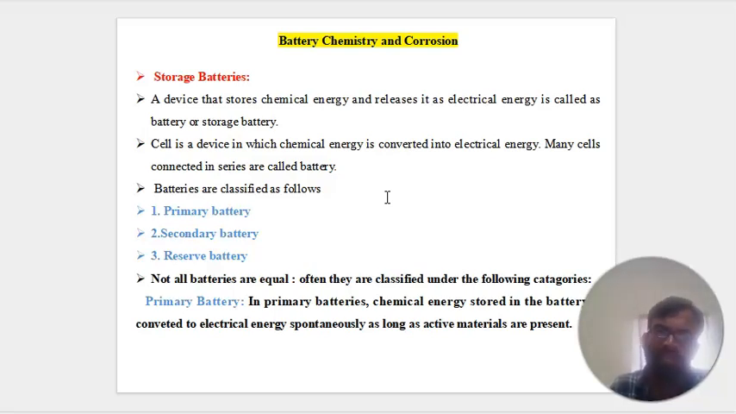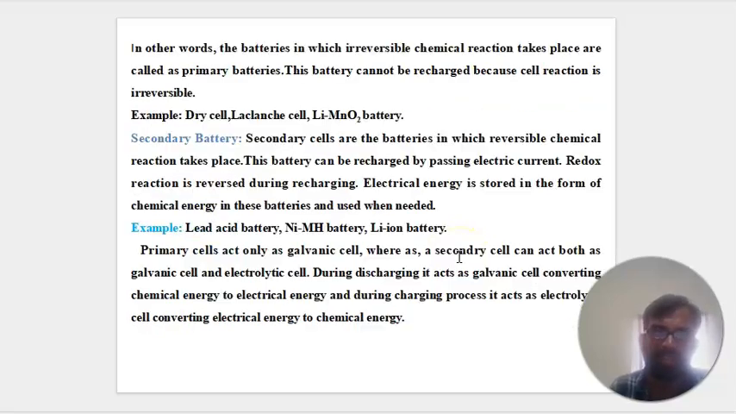So what is a primary battery? Not all batteries are equal, and they are often classified under the following types. In primary batteries, chemical energy stored in the battery is converted to electrical energy spontaneously as long as active materials are present. In other words, batteries in which an irreversible chemical reaction takes place are called primary batteries. These batteries cannot be recharged because the cell reaction is irreversible. Examples: dry cell, Leclanche cell, lithium manganese oxide batteries.